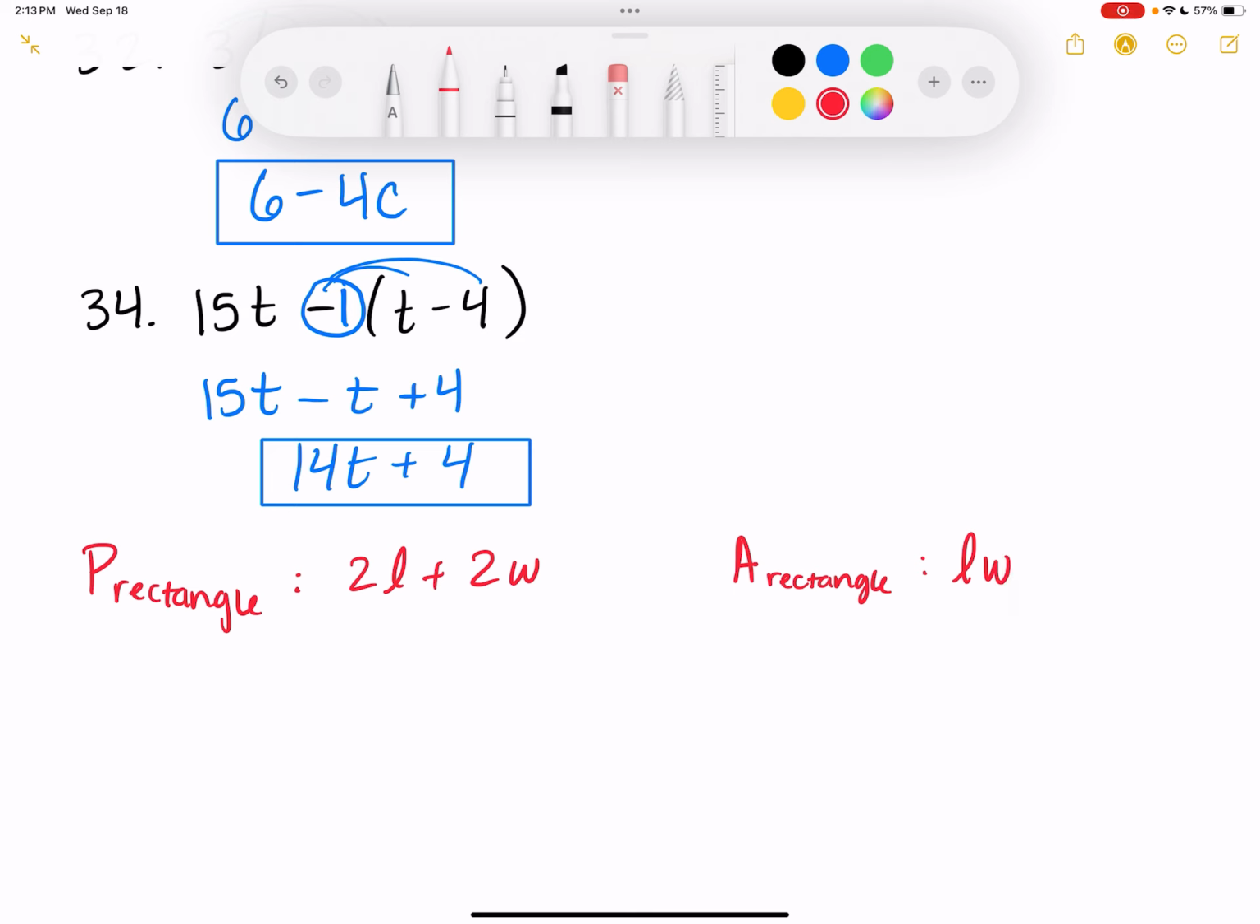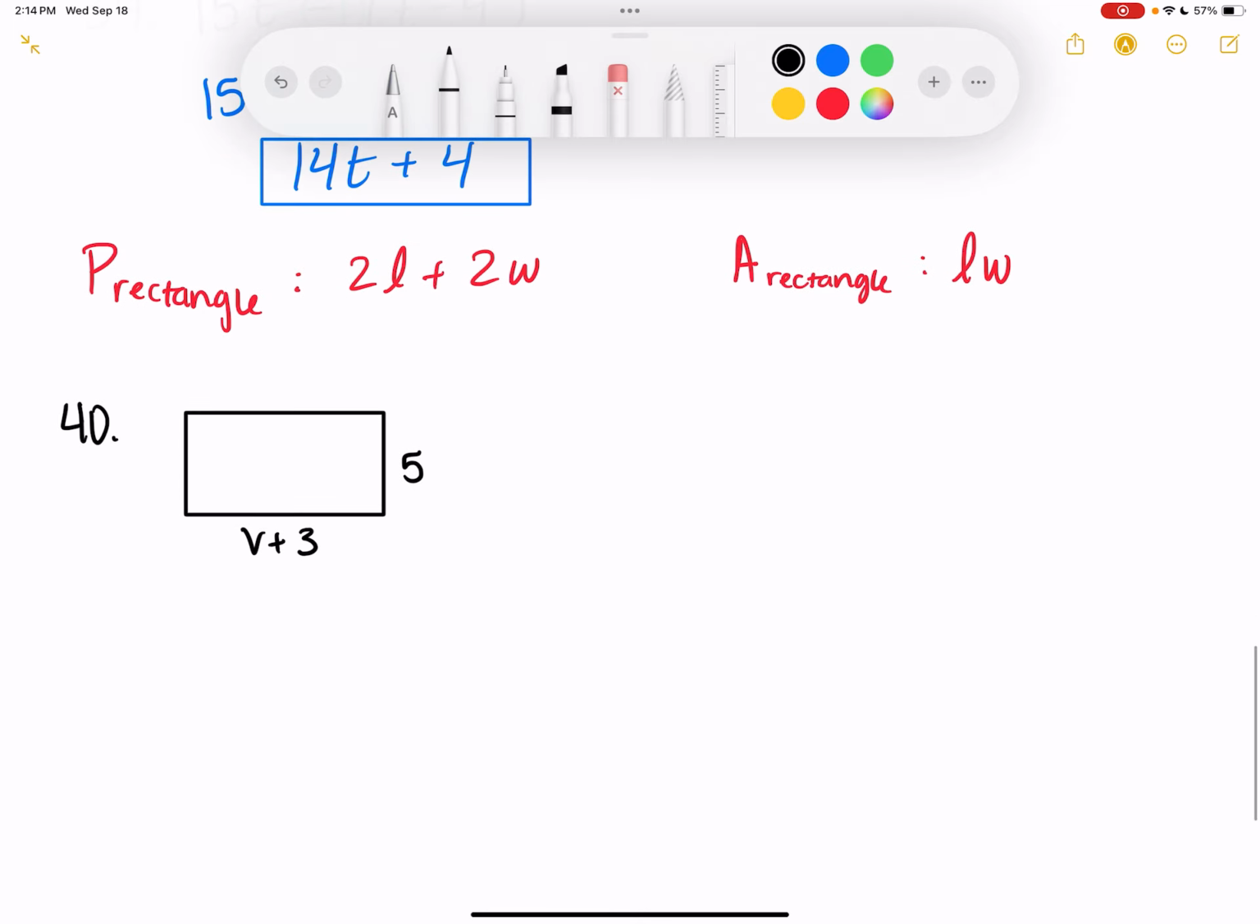So these next couple problems give us a rectangle, so number 40. We have a rectangle. The width is 5. The length is v plus 3. And they want me to find the perimeter and area of that rectangle. So to do the perimeter, that's going to be equal to 2 times v plus 3 plus 2 times, the width is 5, so 2 times 5.